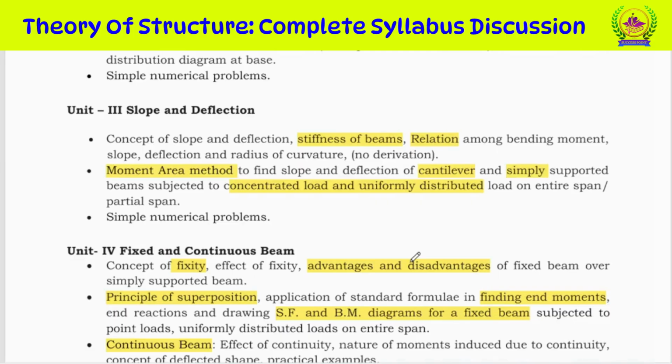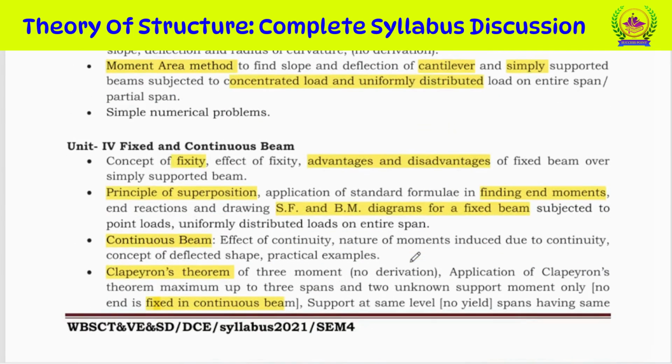Unit 4 is Fixed and Continuous Beam. Previously we discussed only determinate structures, and now we will discuss indeterminate structures. We shall find out the shear force and bending moment of fixed and continuous beams. In the previous semester we discussed the shear force and bending moment of simply supported and cantilever beams. Those are all determinate beams, but in this chapter we will discuss indeterminate beams.